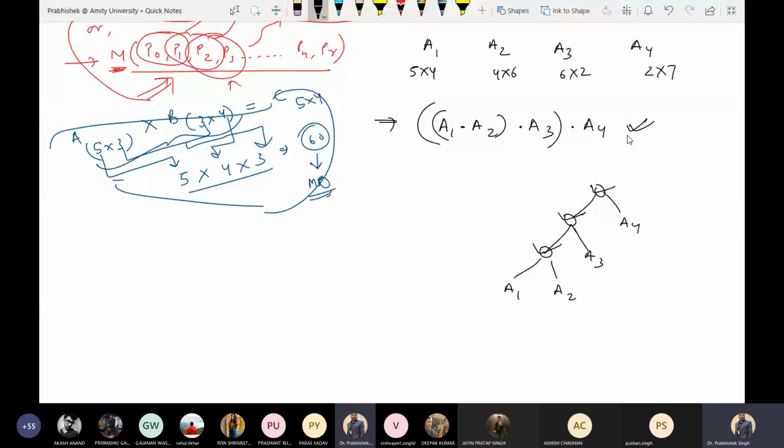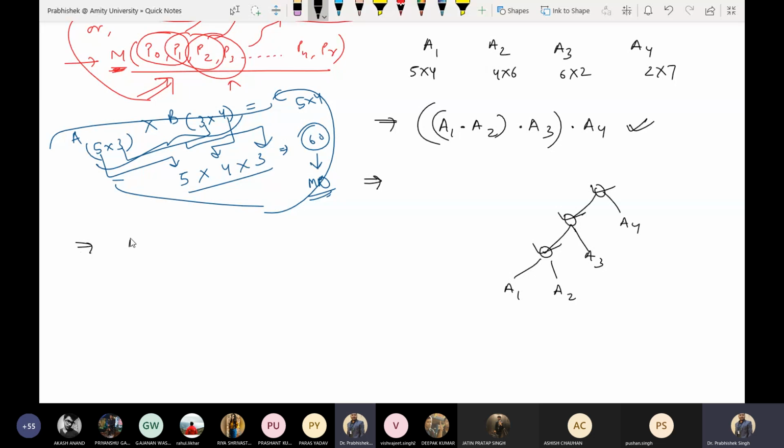The order of A1, A2, A3, A4 will not change. Only the parenthesization you have to decide, which operation you are going to multiply first. Either you multiply A1, A2, or you multiply A2, A3, or you multiply A3, A4. Only these three are the options. What else can you do?